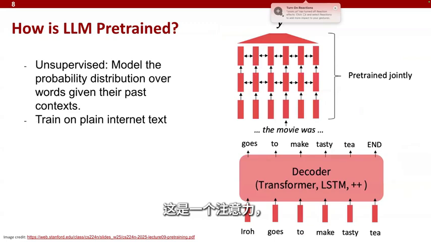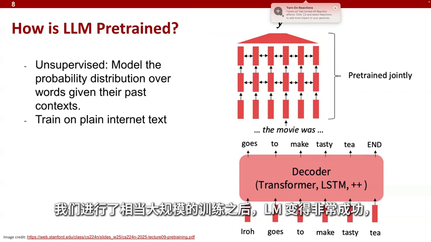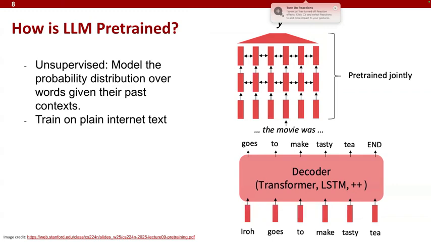That's linear attention. Now I'm going to briefly talk about the pre-training of LLMs. LLMs became very successful after we had pretty large-scale pre-training. But how do people do the pre-training? It's actually pretty simple.